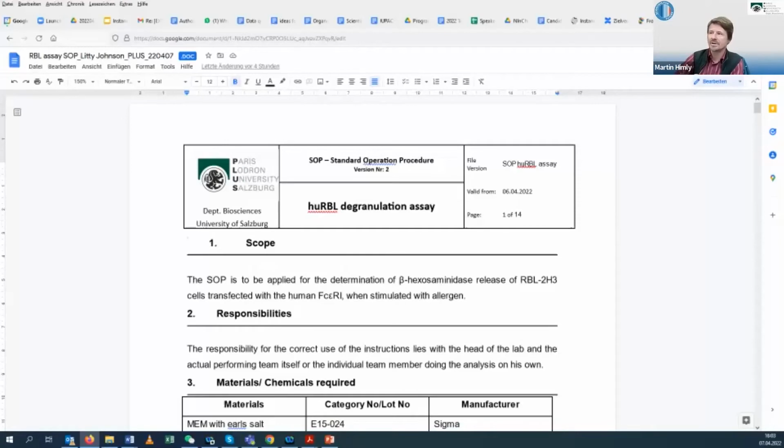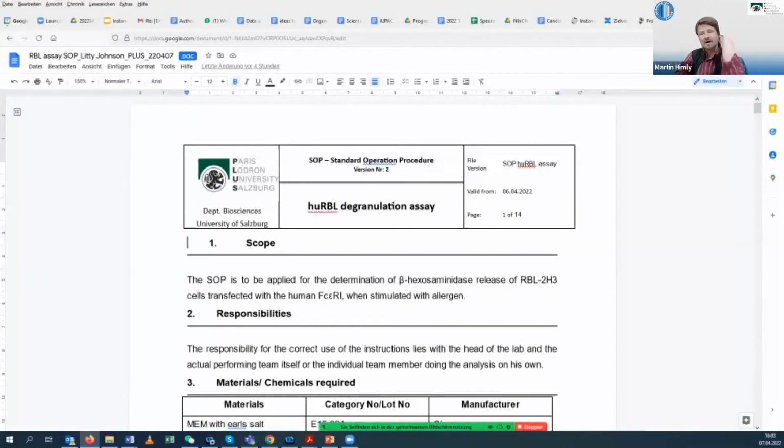So reporter cells like these RBL cells would start degranulating, secreting mediator molecules, like in a typical allergic reaction, which you might know. And this is addressed by this assay. RBL stands for rat basophil leukemia cells. It's a cell line, and this cell line has been, as we can see here, transfected with a humanized, or human, epsilon receptor. So this is the receptor for IgE molecules.